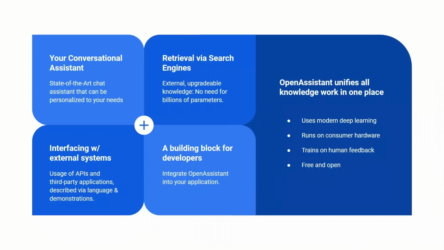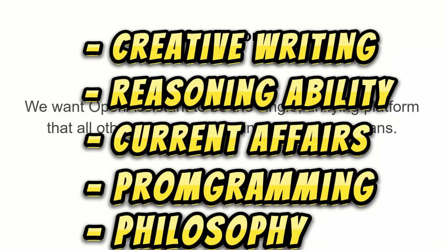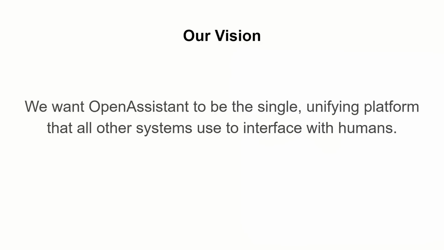And their goal is to have an interface to external systems using APIs and third-party applications. So it's very similar to plugins for GPT-4. They will have integration with all these different systems and services that you can interact with. The ultimate goal is to be like OpenAI, but be completely open source. Now, the conversational assistant called OpenAssistant is open to the public. In this video, I am going to test this using these tasks. And I must say, it's pretty awesome.